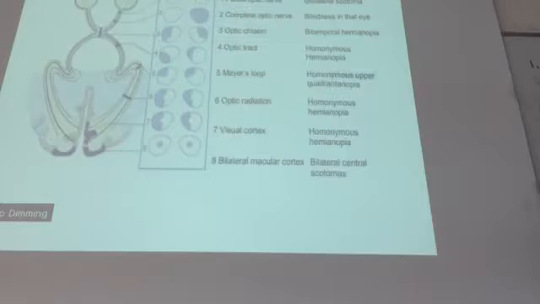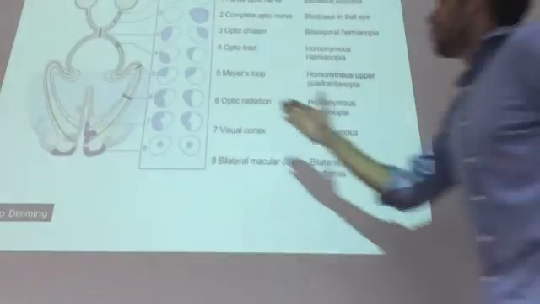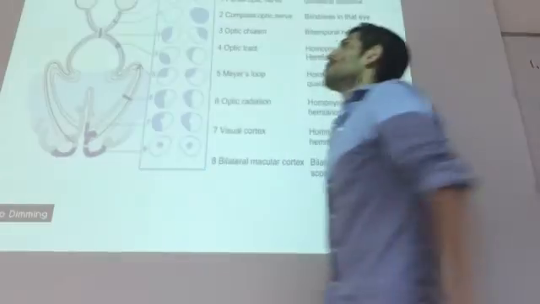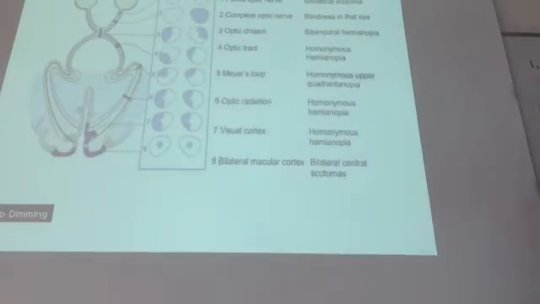I want you to imagine that it's both these sides. There's a problem. Which side will it be on? If you have a problem with the right optic tract, will you have a right or left hemianopia? Left, exactly.